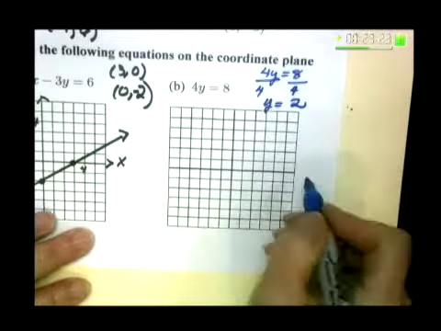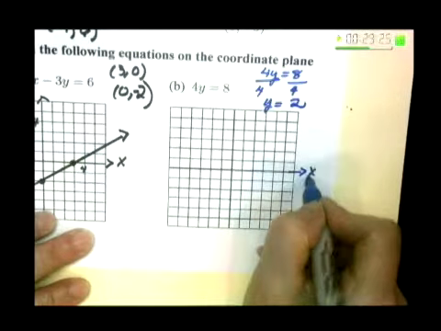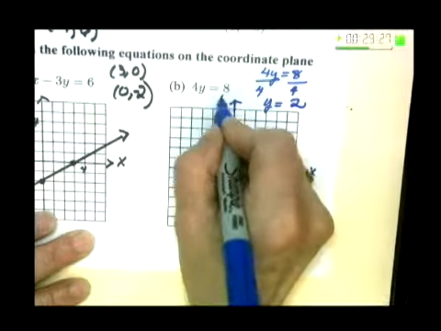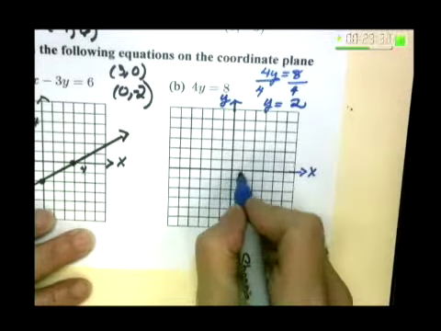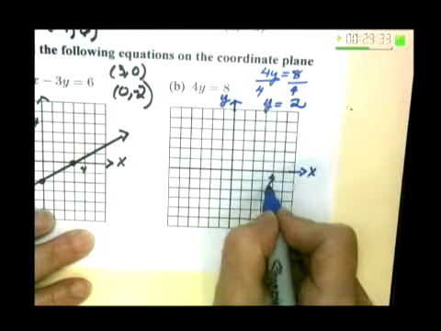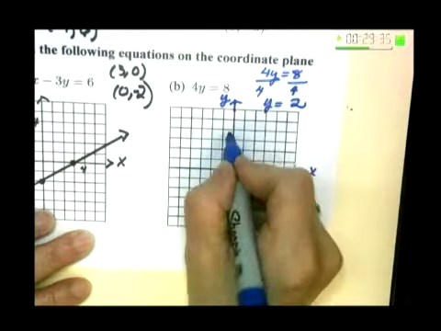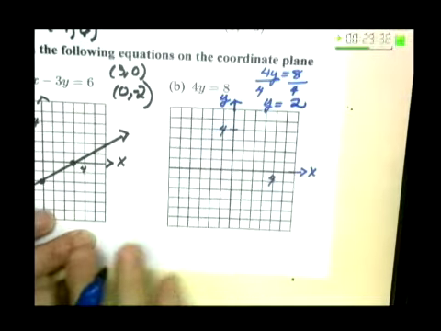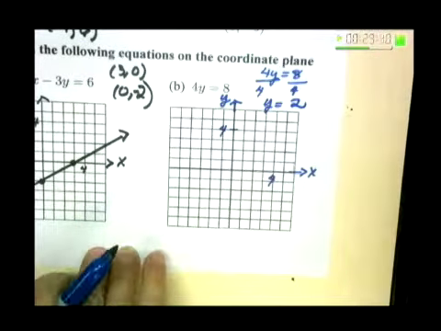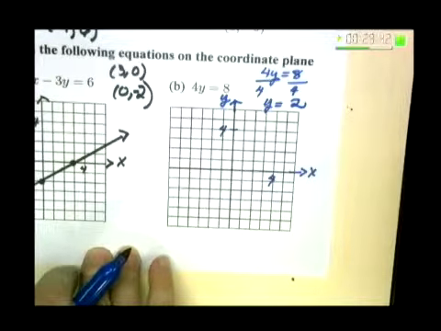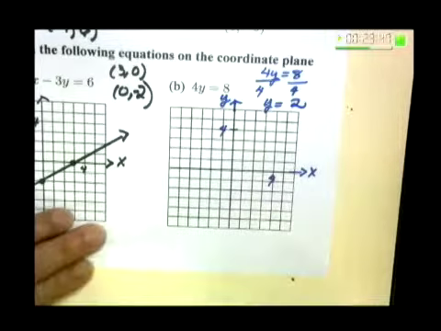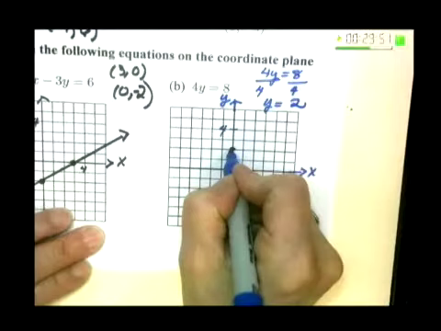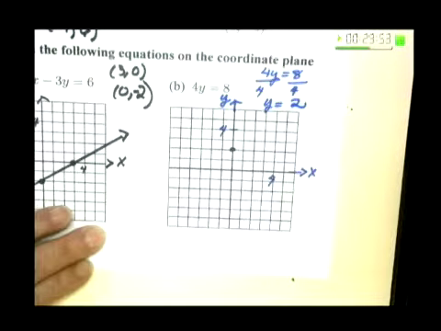Now I need to know what to do with it. First thing I want to do is label my axes. Remember, all axes must be labeled. And I want to scale it: 1, 2, 3, 4. 1, 2, 3, 4. So I know what each number is worth. And now the problem says y is equal to 2. Doesn't tell me about x, but it says y is equal to 2. 1, 2. That's where y is equal to 2.